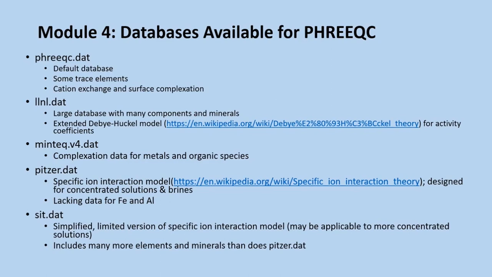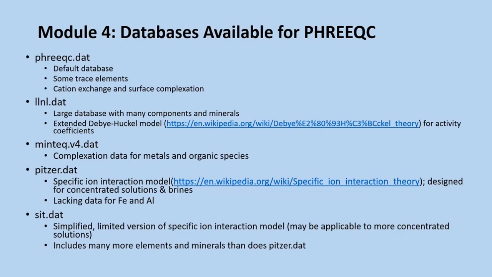The LLNL.dat database, this is a very large database with many components and minerals, and uses the extended Debye-Huckel model for calculating activity coefficients. The Mintec database, this data set contains a lot of aqueous phase complexation reactions for metals and organic species. The Pitzer database. This database is designed to handle brines with a specific ion interaction model. However, it lacks data for iron and aluminum and redox reactions.